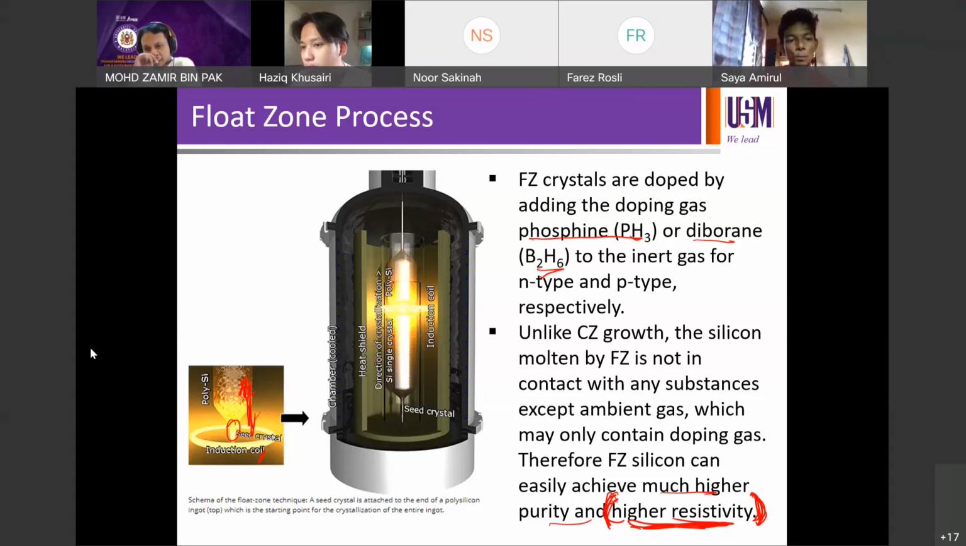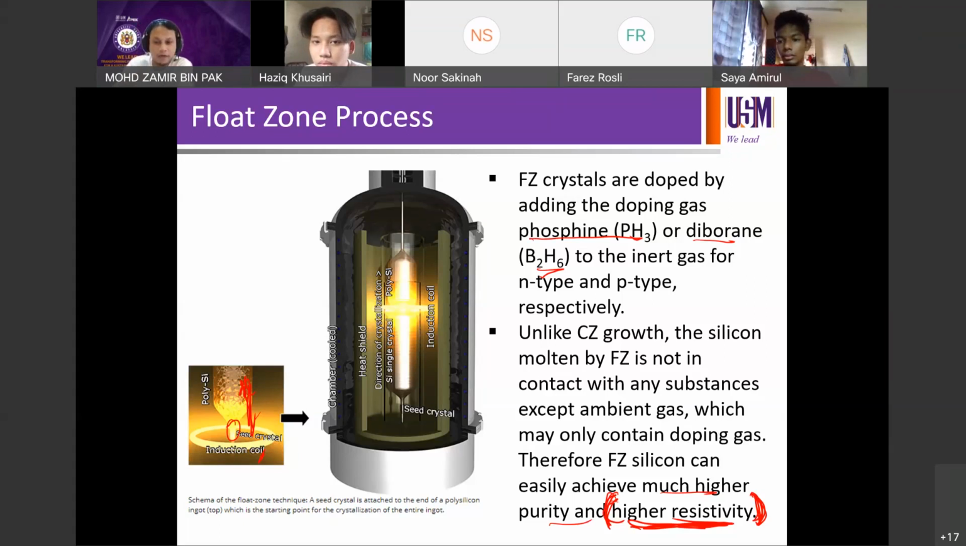Is it easier to do or harder to do in comparison to the Czochralski process? Just look at the logic. Is it easier or harder to dope silicon in this case? Okay, Juara says harder. Why do you think it's harder to do in this case? Harder to dope, okay. Why is it harder?